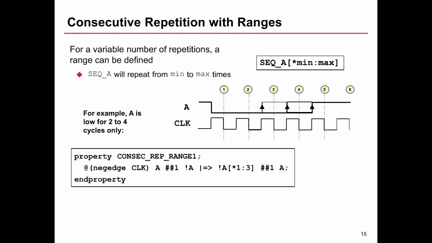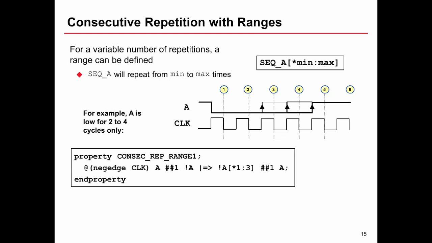However, if we reach cycle 5 without A being true, then that means our assertion fails at that point. If, for example, A rises at the earliest possible time it could, between cycles 2 and 3 shown on this diagram, then the property will pass at cycle 3 and then the property becomes inactive.